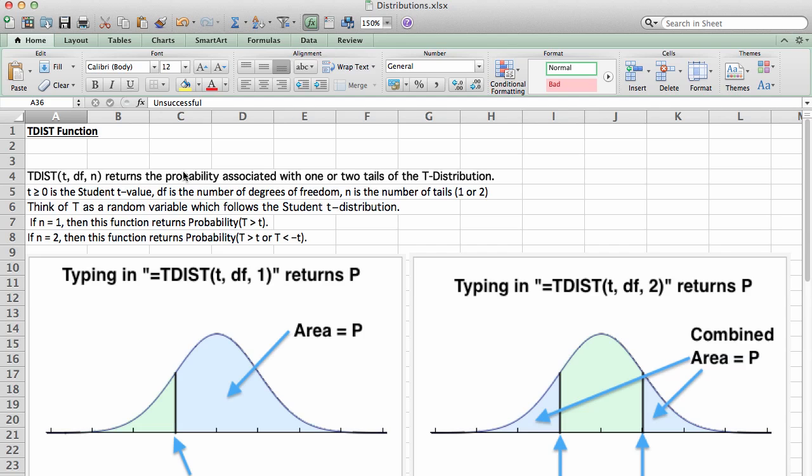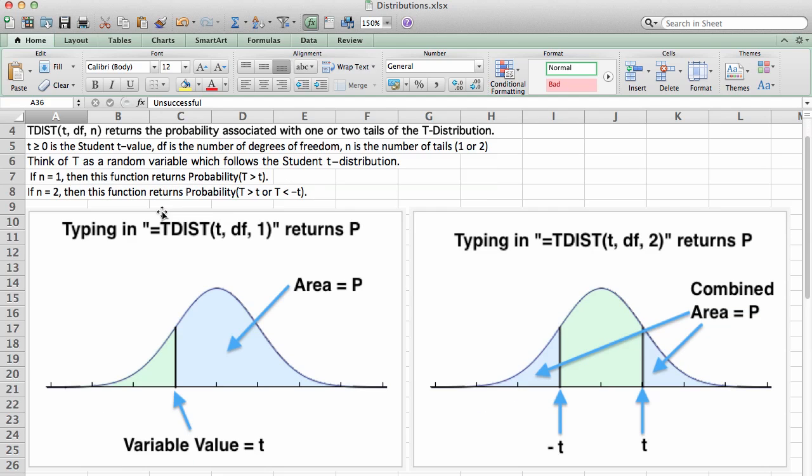In this video we're going to look at the Excel function TDist. It handles the student t distribution, and the function operates in two modes. It operates in a one-tail mode and a two-tail mode.